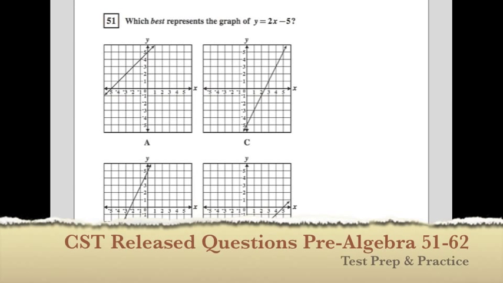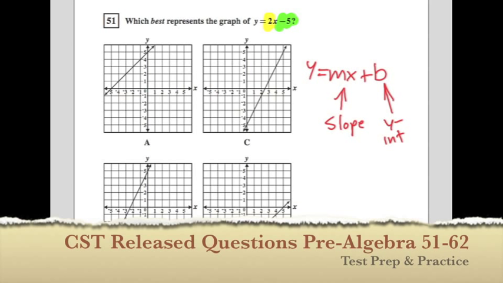All right, number 51 says, which best represents the graph of y equals 2x minus 5? And here we have four choices for this graph. Now, the thing we need to understand with this one is that this equation is written in y equals mx plus b form, where m is your slope and b right here is your y-intercept. So knowing that, we know that our slope for this equation is 2, and that's illustrated right here in the equation. And our y-intercept is negative 5.